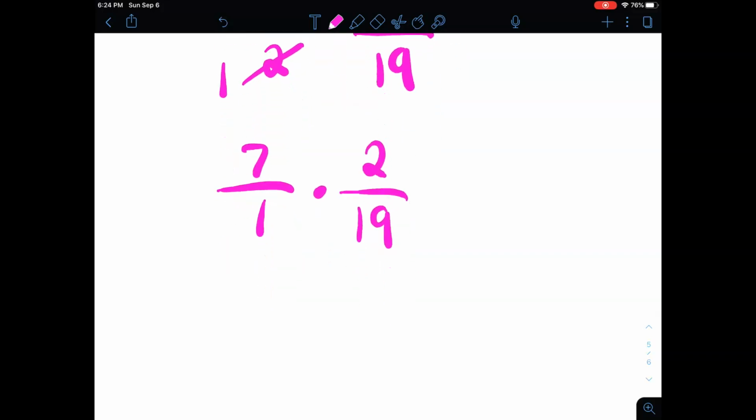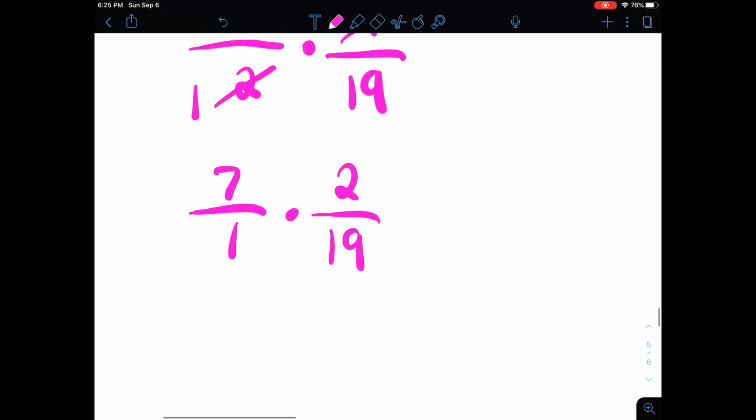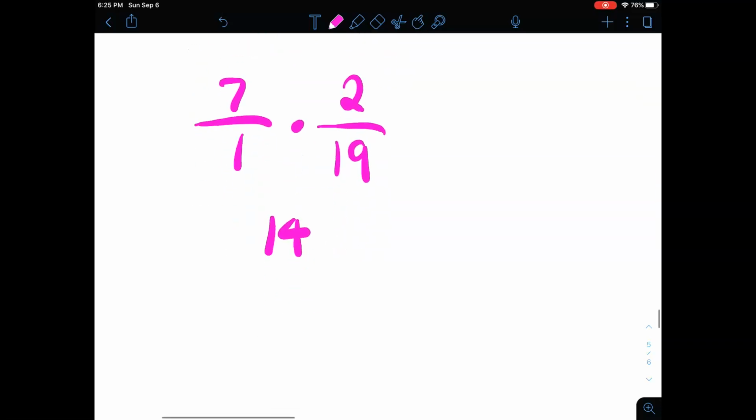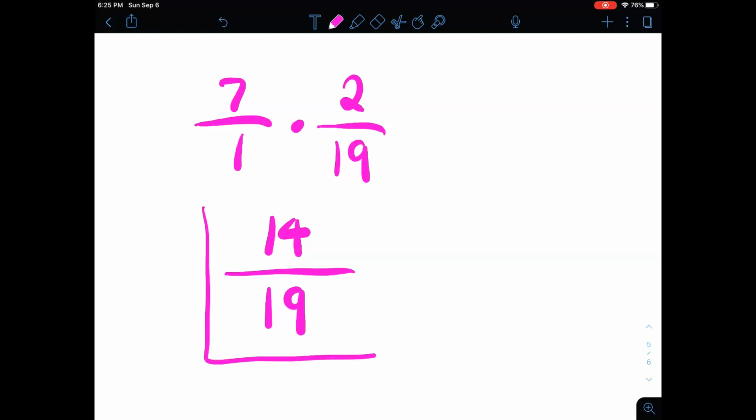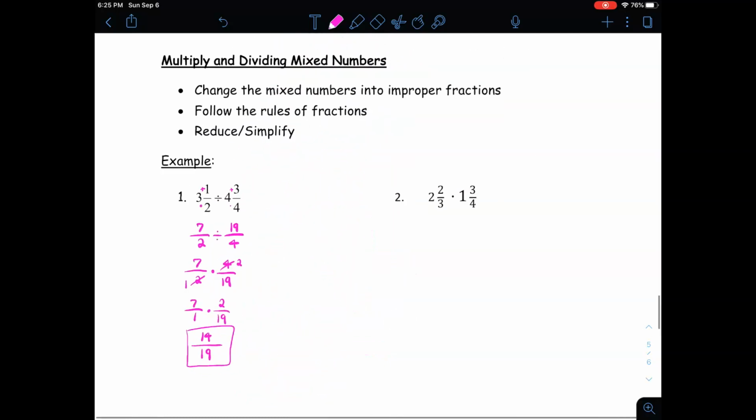2 over 19. And now it's multiplying fractions, no big problem. Top times top over bottom times bottom. So what's 7 times 2 going to be? That's going to be 14 over what's 1 times 19? That's 19. 19 is a prime number, so there are no numbers that go into 14 and 19 besides 1 and 19, so our final answer is going to be 14 over 19.